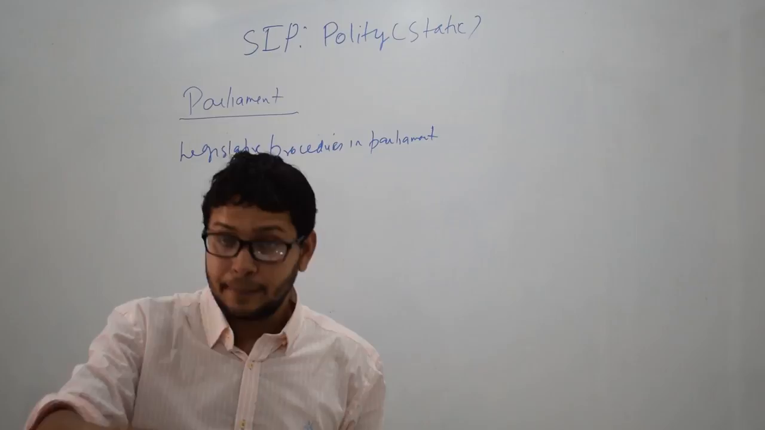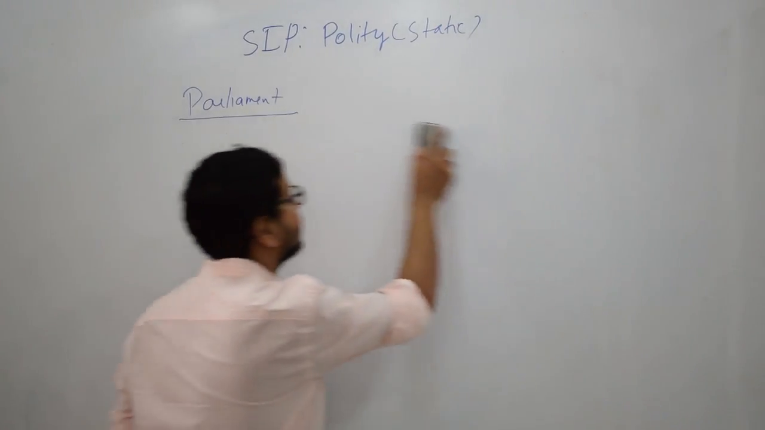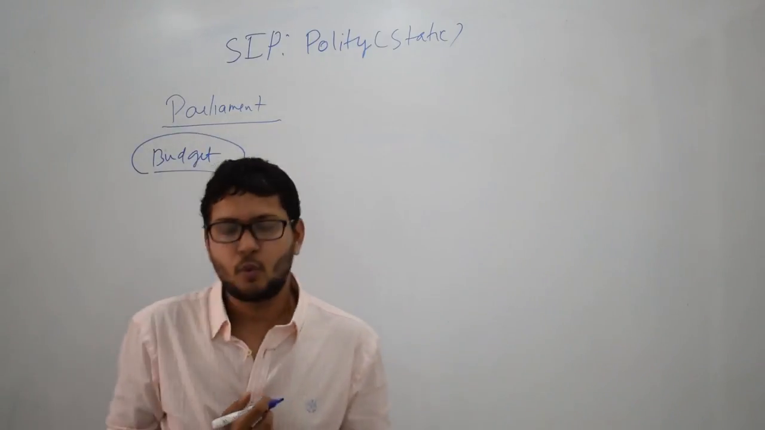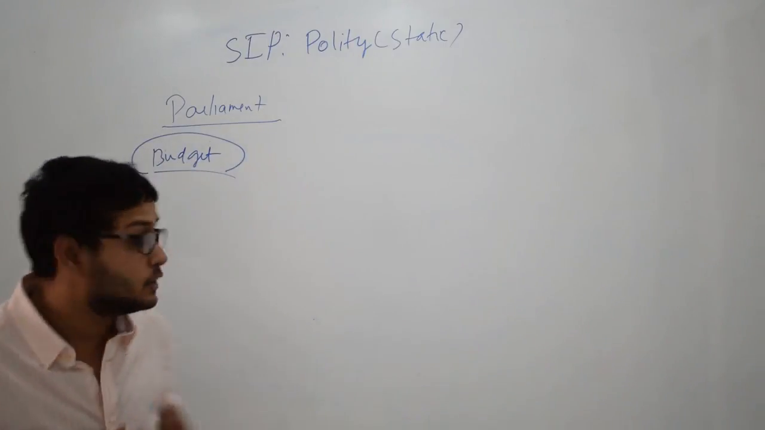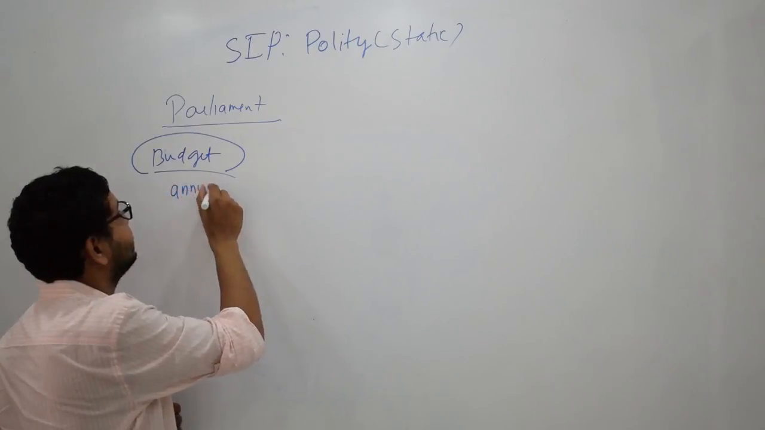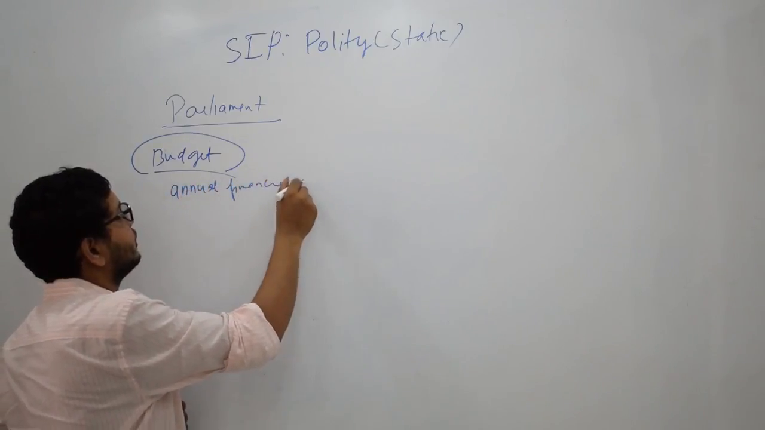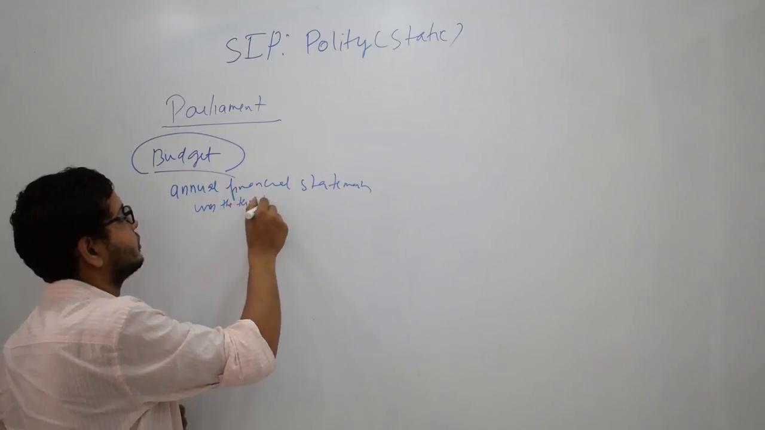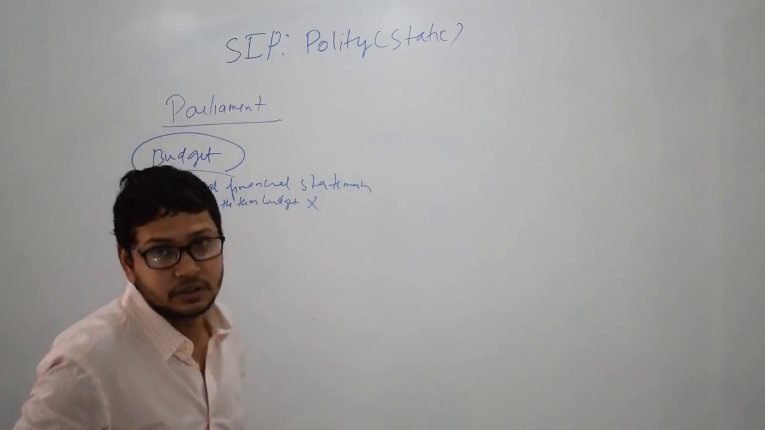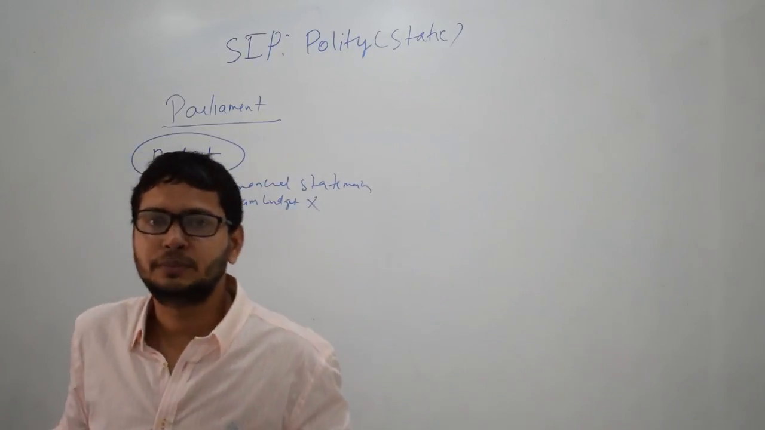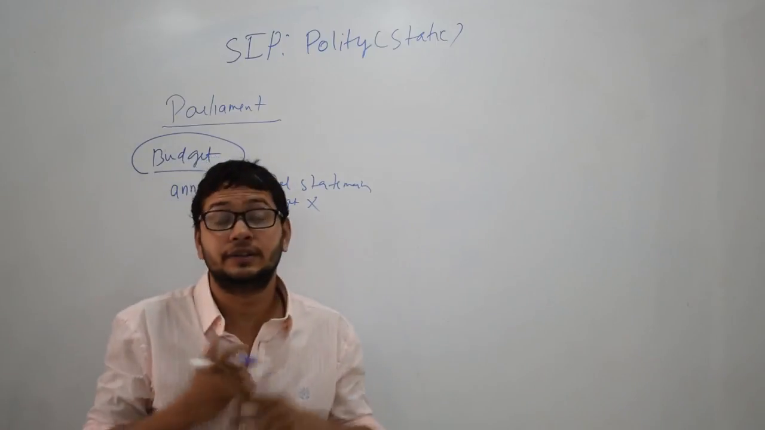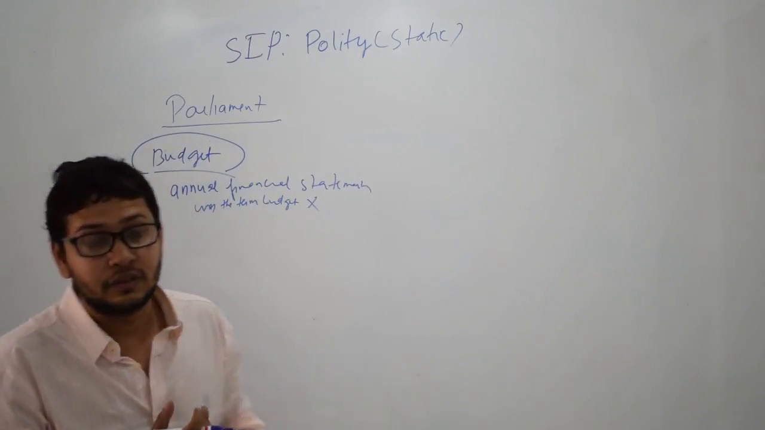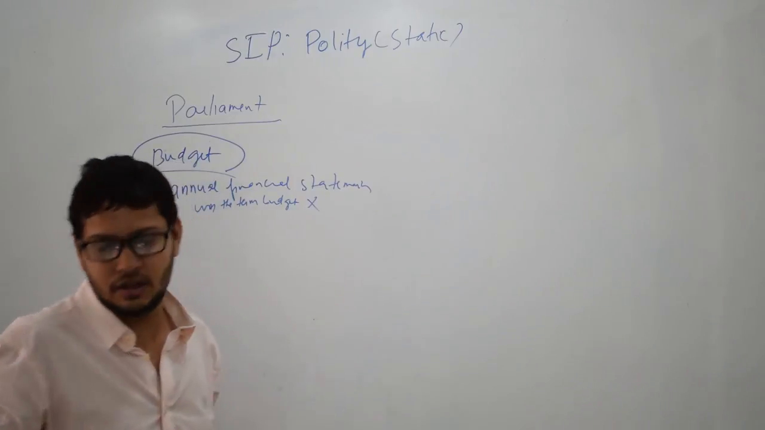Next we deal with the budget. Let's move to the next important provision of Parliament, which is the budget. One trivia is that the Constitution refers to the budget as the annual financial statement. Nowhere does it use the term budget. So it's a big trivia with respect to the budget. If a question says that the Constitution defines budget, then you have to mark it wrong, because the Constitution nowhere uses the word budget. It uses the words annual financial statement.